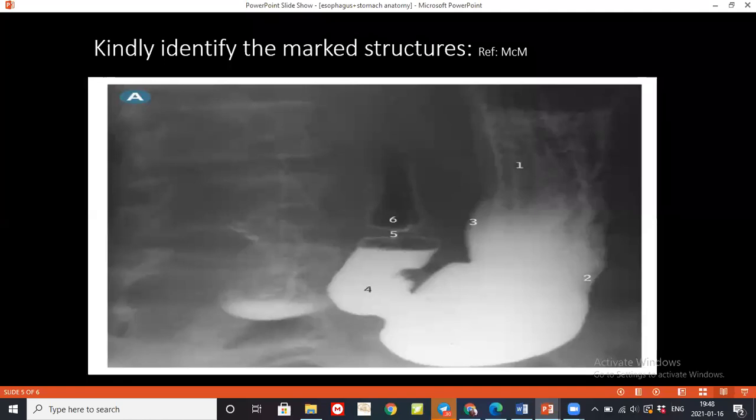It is the pyloric antrum. Yes. And 5 is the pyloric canal. And 6 is the duodenum, the duodenal cap, the first part of the duodenum. Yes, very good. Good, thank you.